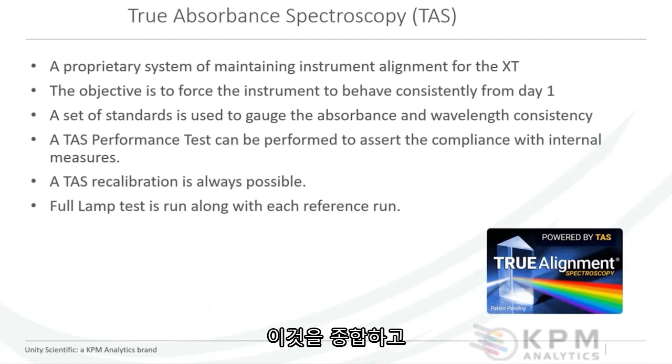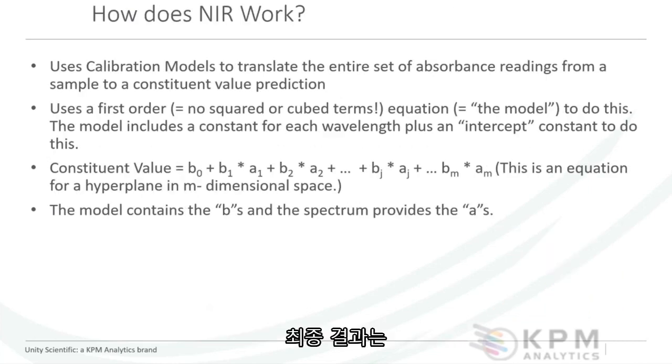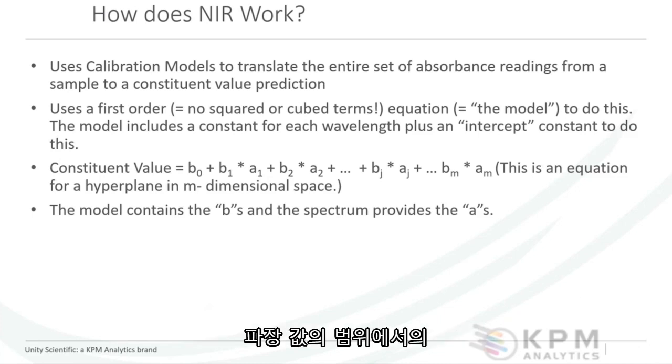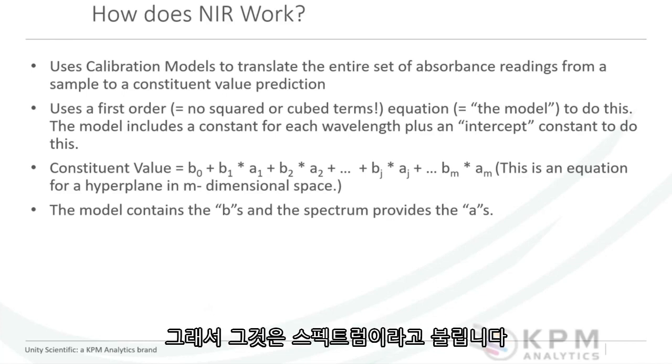So we're putting this together. We're scanning these various wavelengths. We're storing them on our computer. And the end result is that we end up with a spectrum. It's a series of absorbance values at a range of wavelength values. That is termed a spectrum.